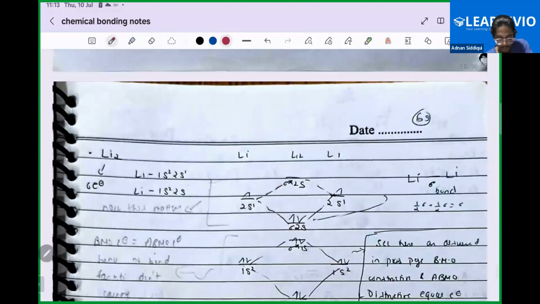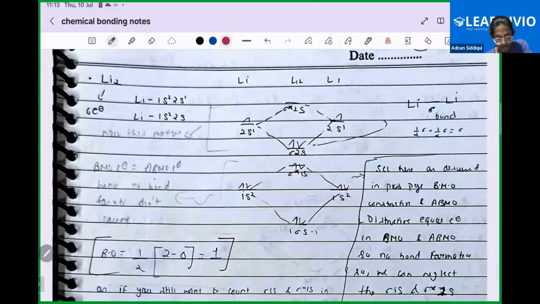Now let us talk about Li2. It is simple. You will be able to do it. What is different here is you have exhausted your 1s orbital. So you automatically have to go for the next one, which is 2s. You merged 1s atomic orbitals and got molecular orbitals. Now you will take two 2s atomic orbitals, merge them, and get molecular orbitals from this 2s.